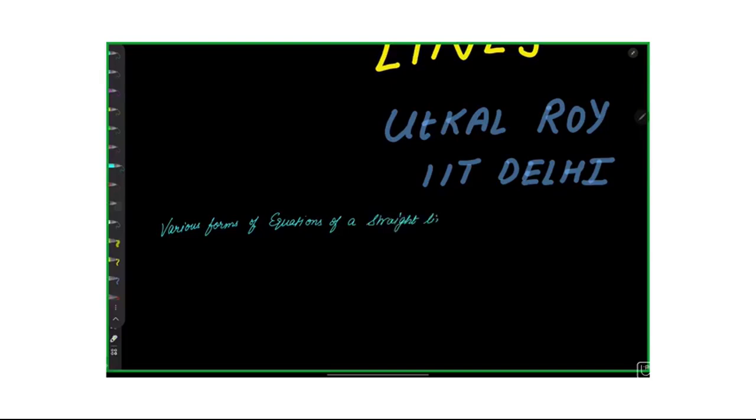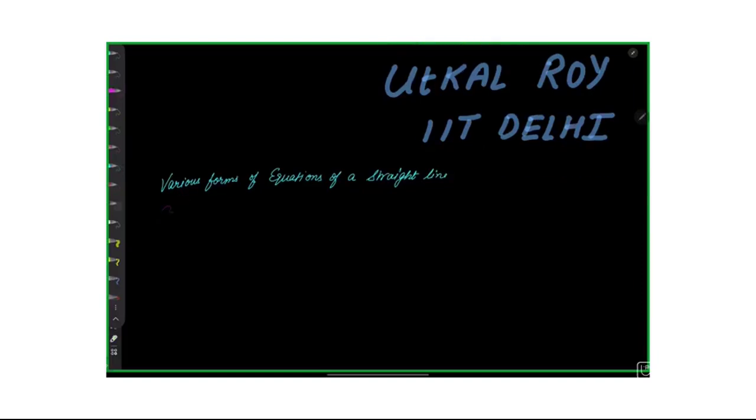I'll take you through all the possible forms which exist for straight lines, right? So for the very first one, we'll talk about the most basic form of straight line, that is slope-intercept form, right? Slope-intercept form.